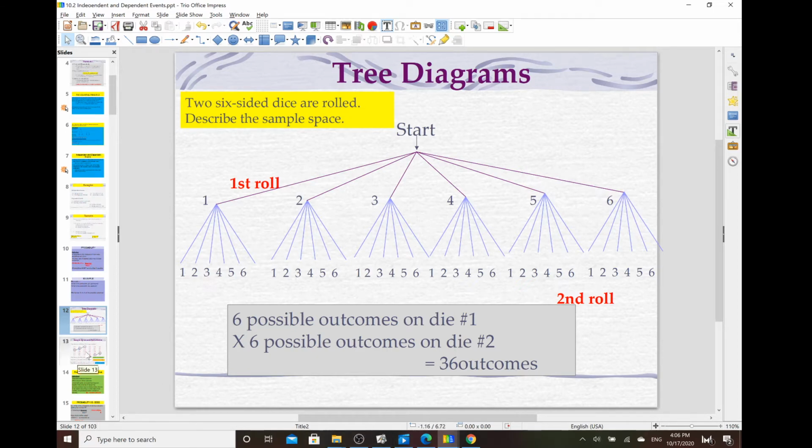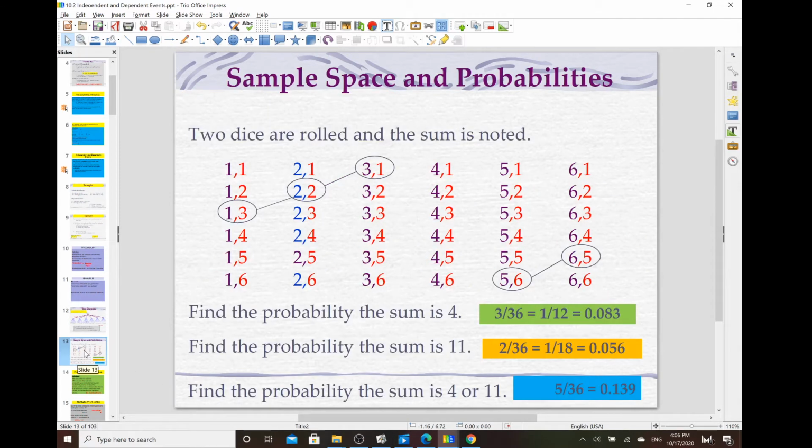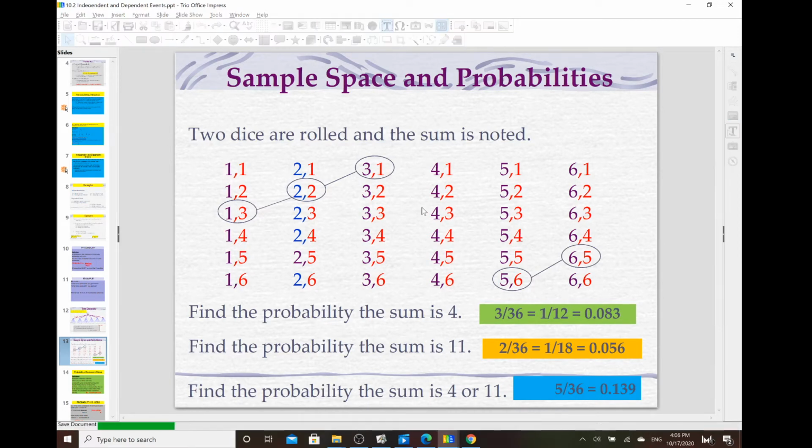So for the tree diagram, you can also set it up as a mapping diagram here. Two dice are rolled and the sum is noted. So 1 and 1, 1 and 2, 1 and 3, 1 and 4, 1 and 5, 1 and 6, and so on and so forth. If you count them all, it's 36 outcomes.